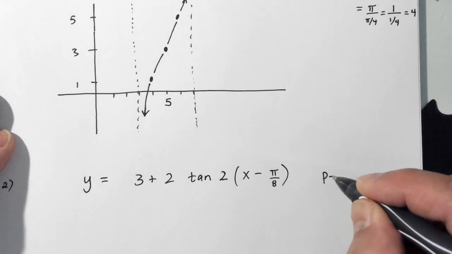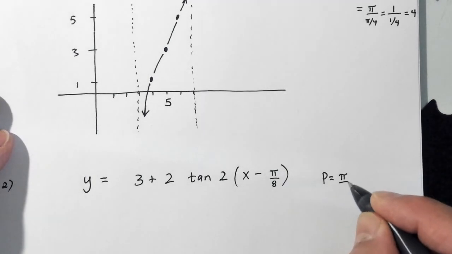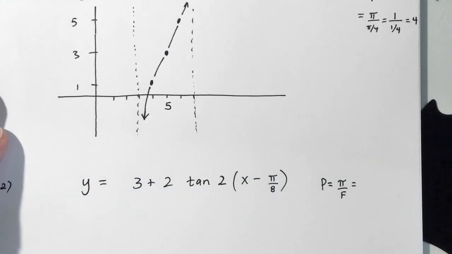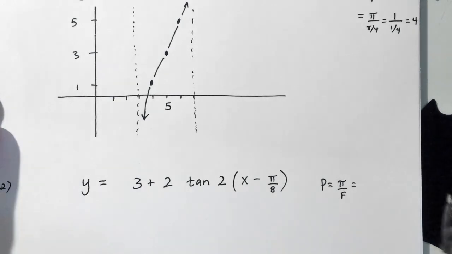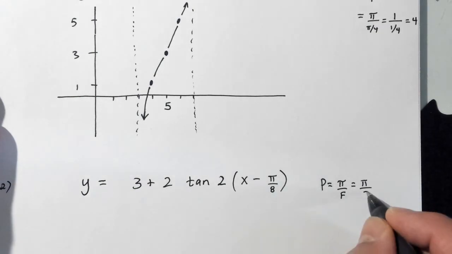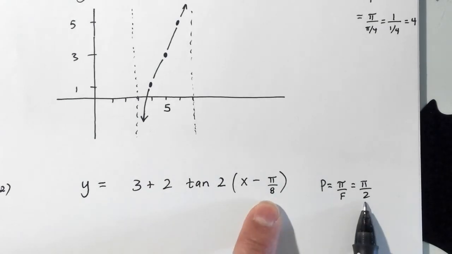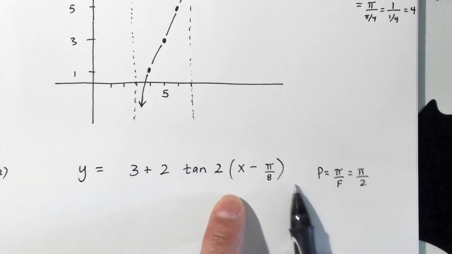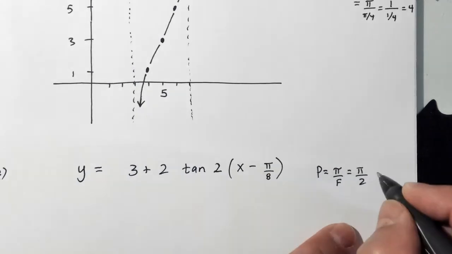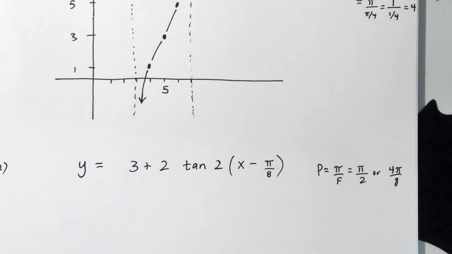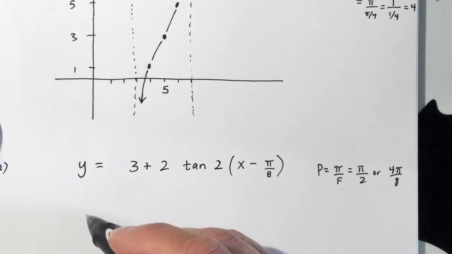Period: this time I'm going to abbreviate. Pi divided by frequency. Remember, for sine, cosine, secant, cosecant, it's 2 pi, but for tangent and cotangent, it's 1 pi. So you have pi divided by frequency, which is pi/2. Now I'm going to get a common denominator just to make the counting easier. So I need to multiply this by 4, this by 4. So you get 4 pi/8 as your period. And now we graph.